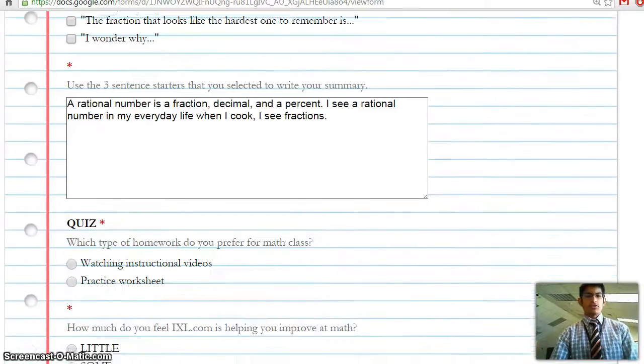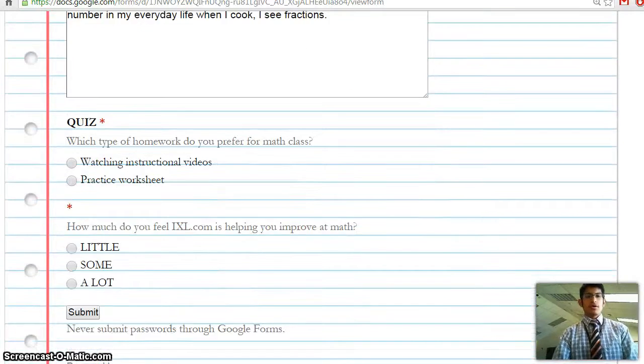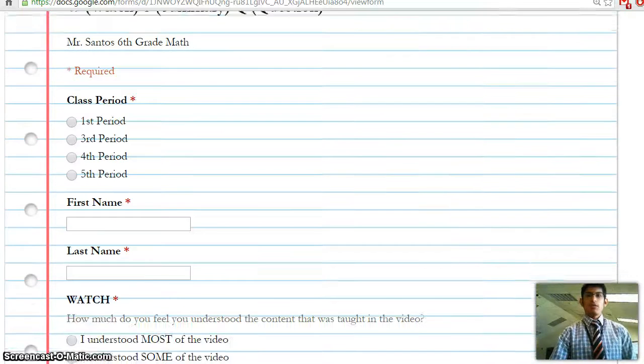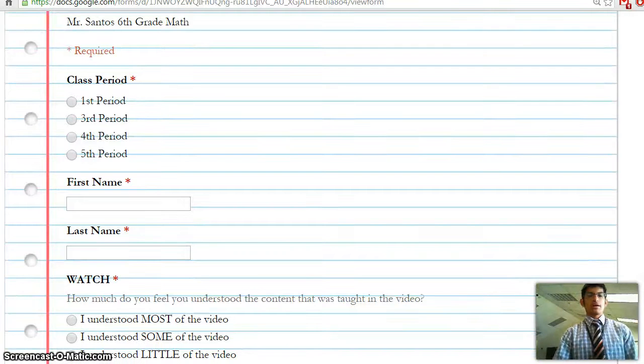And then the very last thing is you have 2 questions to answer for the quiz part, and that is it. So I look forward to seeing you guys tomorrow. Tomorrow we're going to check our homework. We're going to check our test for the homework tomorrow.